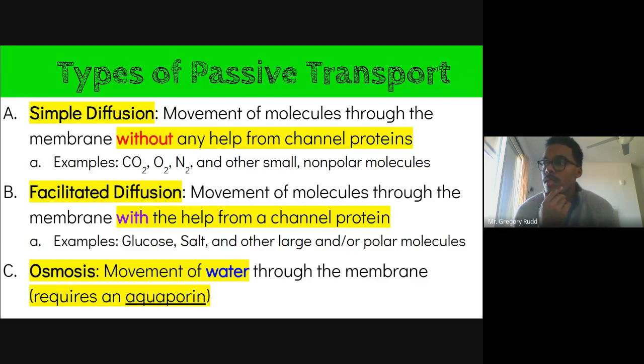Again, I want to encourage you all to write at the very minimum what you see highlighted in yellow. And all of these are different types of passive transport, so none of them require the input of any cellular energy. They don't require energy. They move from regions of high concentration to low concentration. Okay.